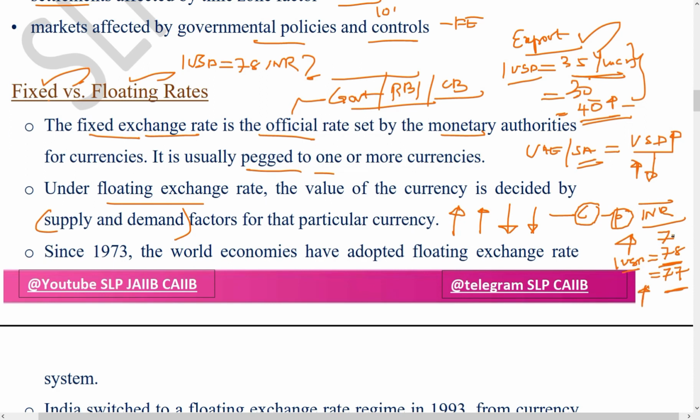Okay, if it is 79 rupees, your currency becomes weak. Indian currency becomes weak, and the US dollar becomes strong. Weak means our currency is depreciated. Strong means our currency is appreciated.